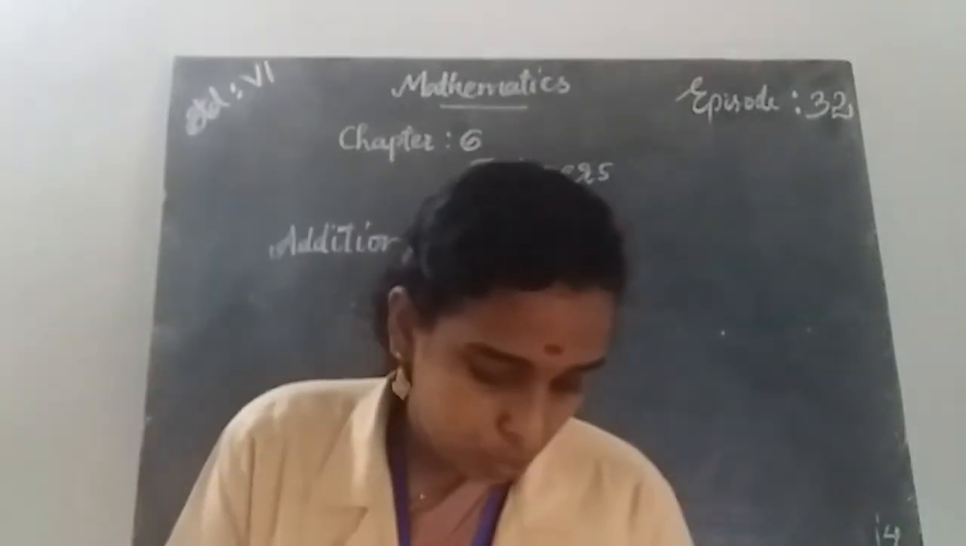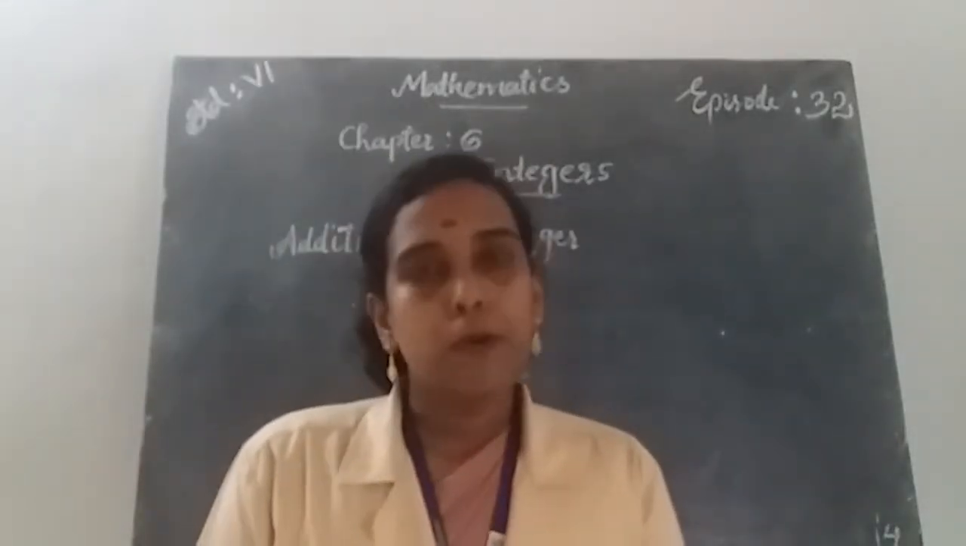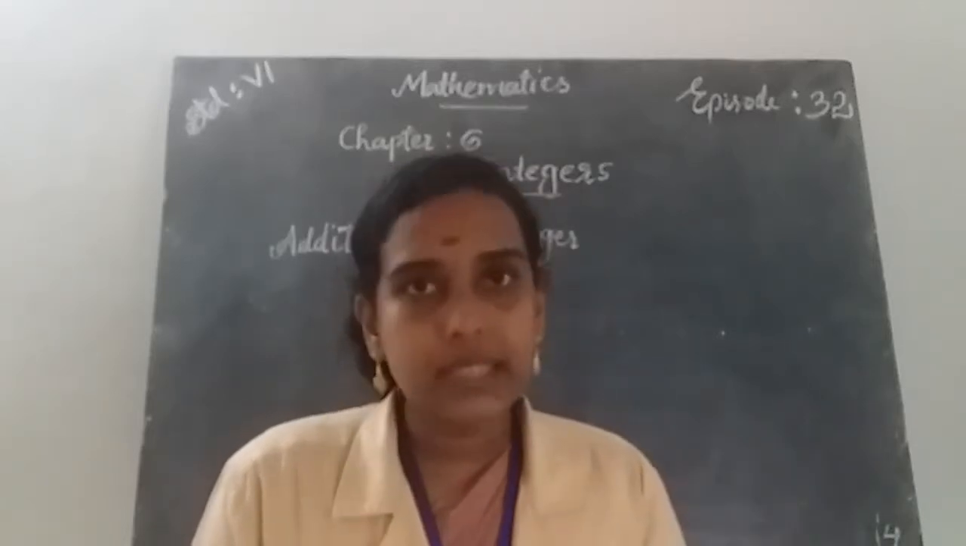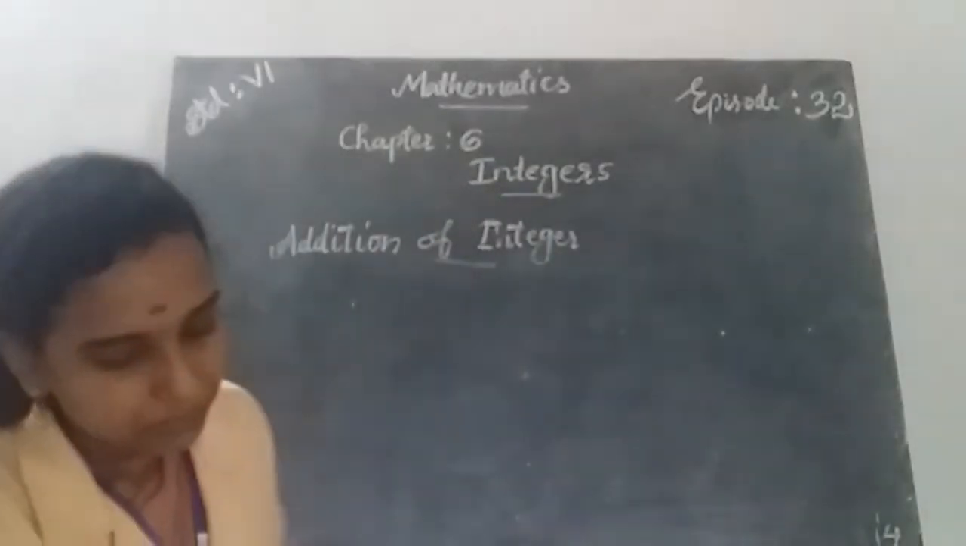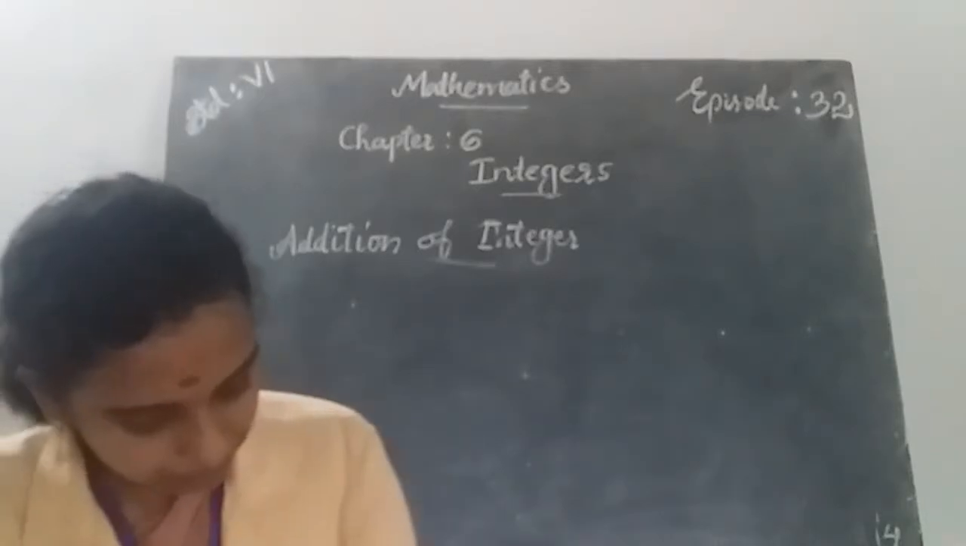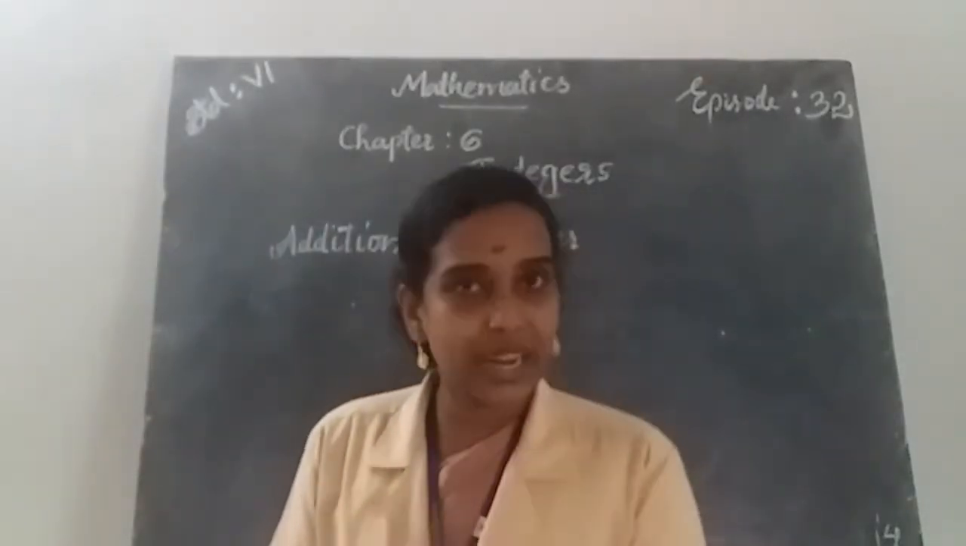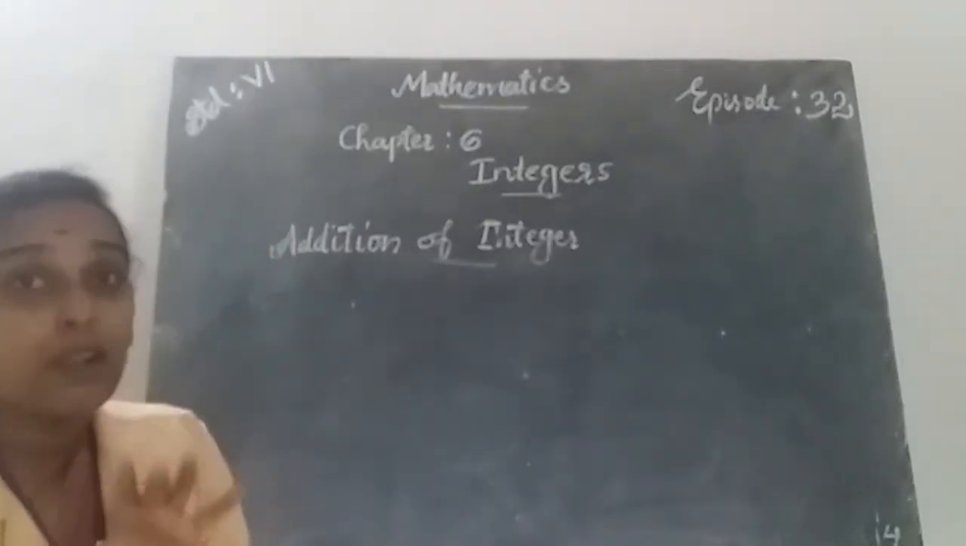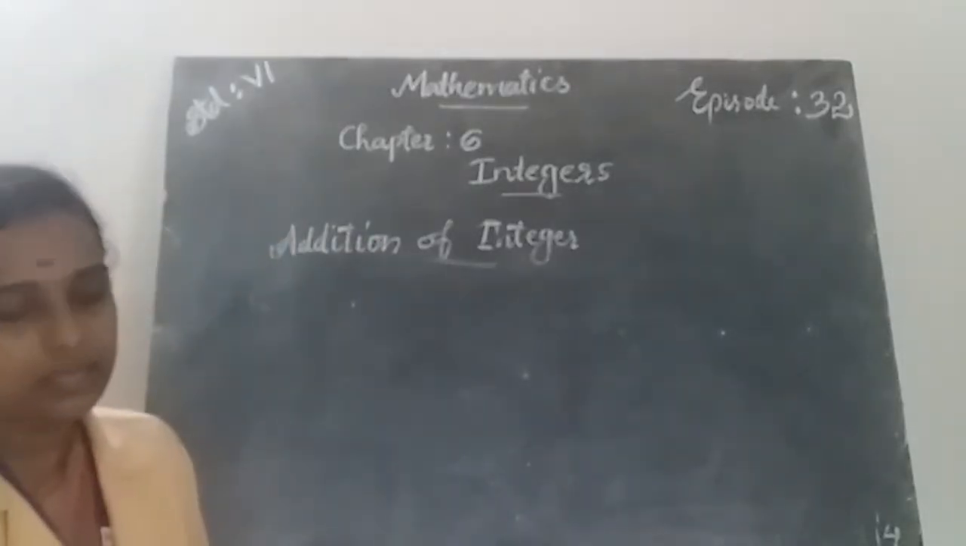So if we add any two positive integers, then we get a positive integer. If we add any two negative integers, then we get a negative integer. Next, when you have one positive and one negative integer, you must subtract but take the sign of the greatest integer.